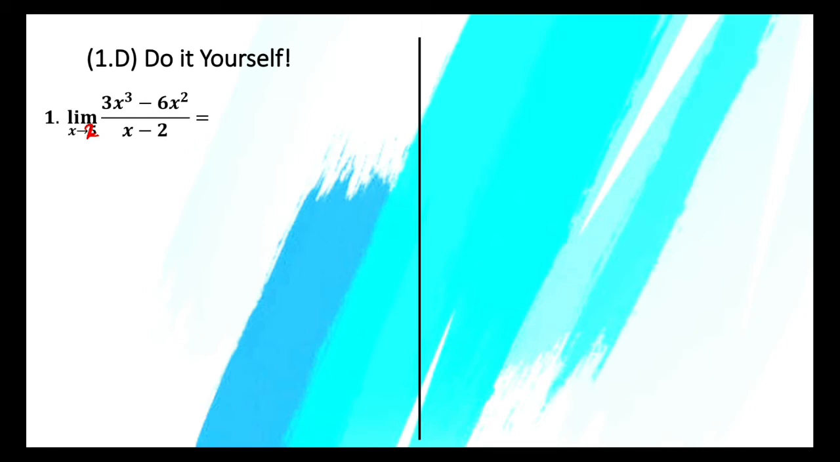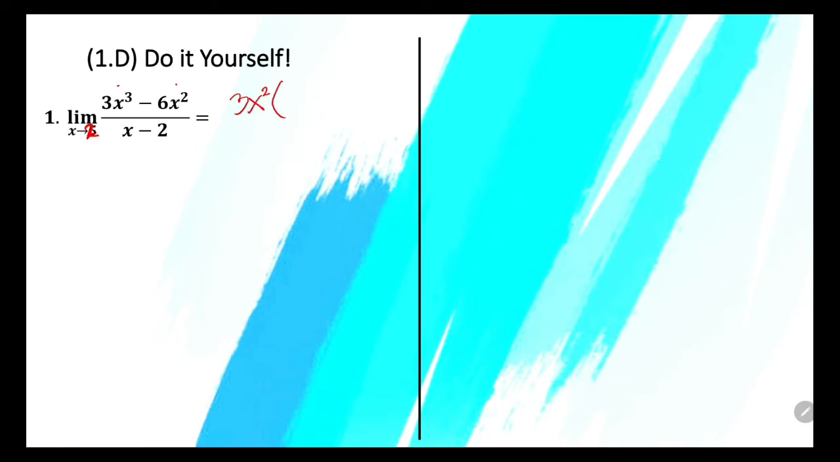Okay, what is common between the two functions sa numerator? Okay, clearly, common sila between 3 and 6. Common sa ilaha is the number 3. Okay, si 3 and 6 can be divided by 3. For the variable nga x cubed and x squared, we can both divide them by x squared.